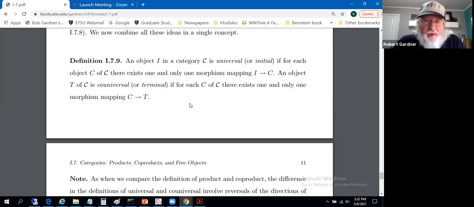Co-universal, of course, going to swap the orders on the mappings. An object T of C is co-universal or terminal if for each object C in category calligraphy C, there exists only one morphism mapping C to T. So T terminal, that makes sense. It's on the right-hand side in this little mapping notation stuff here. And that's a definition of co-universal. So for universal, only one morphism coming out to any specific object. Co-universal, only one morphism coming in from any given object.